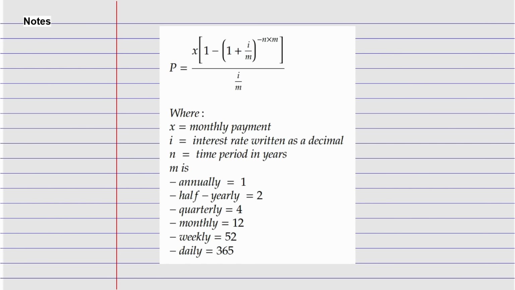So with present value, the formula is what you see. The X is the same thing: it's going to be the monthly payments. Then I is going to be the interest rate. Then N is going to be the time in years. Then M, as you know, since it's annual, you know the drill, right?